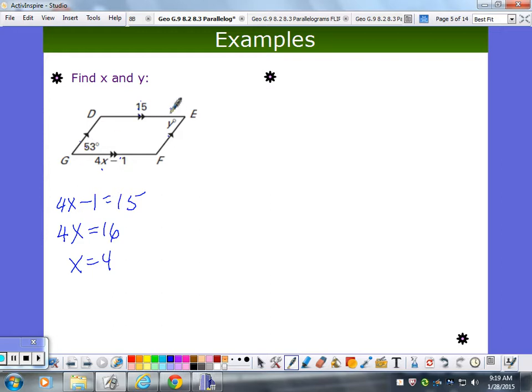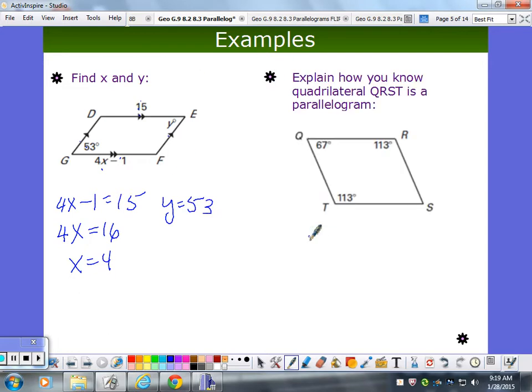Now y, I also know that opposite angles are congruent, so what's y? Yeah. That one's pretty simple. You're probably going to see more complex expressions there. But that's basically all you're doing. How about this guy? This is example B.